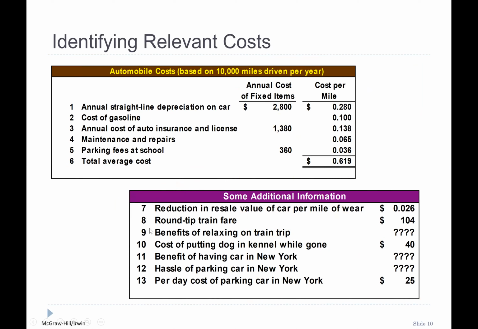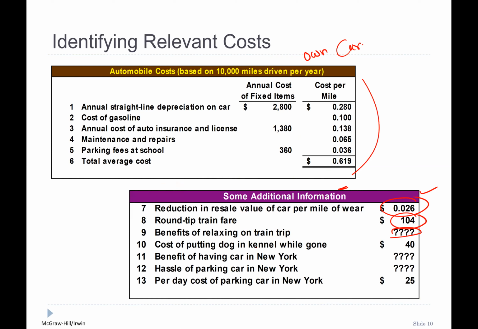Now we have two alternatives. Number one, we already discussed that. This is having your own car. And this is if you go through train. So if you go through train, a reduction in resale value of a car. So this is some additional information. Reduction in resale value of the car per mile of wear and tear. Round trip fare, it is $104. Benefits of relaxing on train, we cannot quantify since this is a subjective matter.